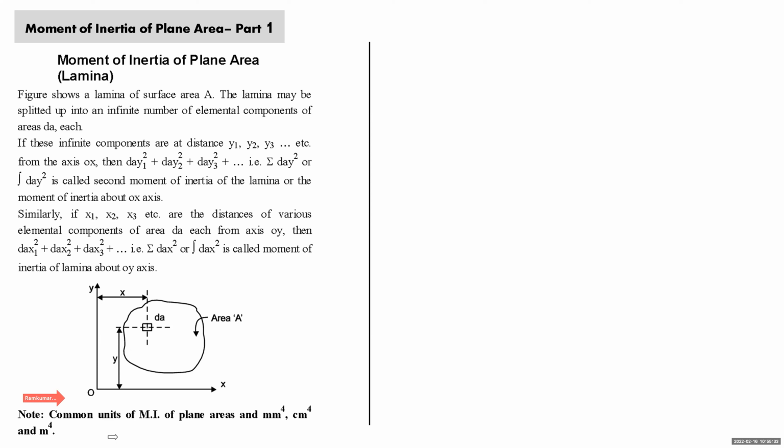What are the commonly used units for moment of inertia? Mm raised to 4, centimeter raised to 4, or meter raised to 4. Now, this is the difference. You will see the parallel axis theorem and perpendicular axis theorem that you have learned in the chapter of mass moment of inertia at previous level. Identically here also you will have the parallel axis theorem and perpendicular axis theorem on identical lines.